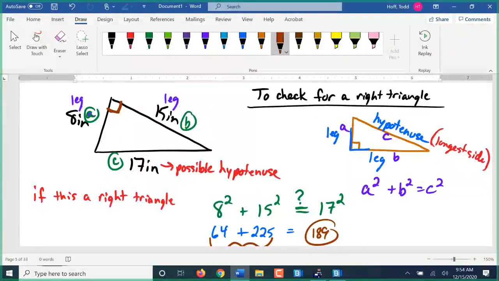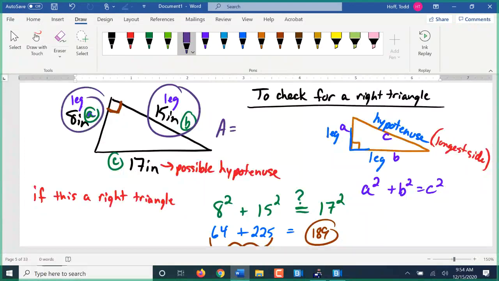Why do I need to be able to do that? Well, because now to find the area, this would be my base, this would be my height. Well, one of them's the base, one of them's the height. It doesn't matter which one. So it's 15 inches times 8 inches divided by 2 for 60 inches squared. The 17 doesn't play into the area because that's the hypotenuse.